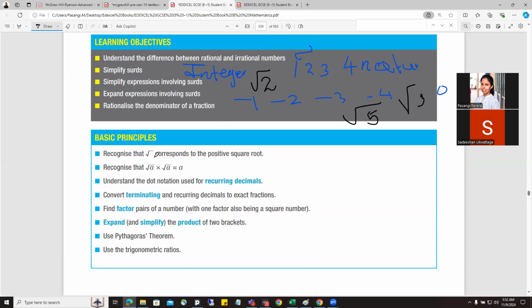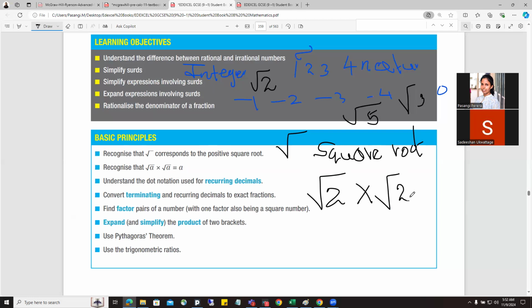Now what will we have? Basic principles. Recognize that this symbol corresponds to the positive square root. And we should know that square root 2, if we multiply square root 2 by square root 2, what is the value? It is 2.